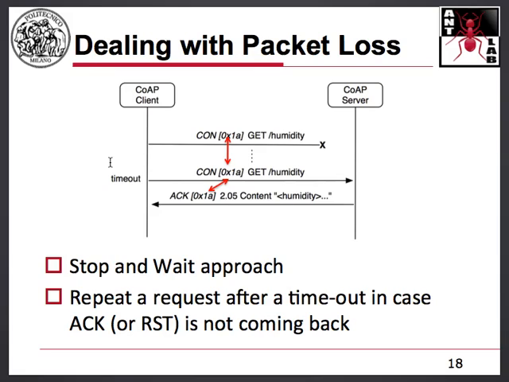In the CoAP jargon, what happens is the following. I have a CoAP client and a CoAP server. Suppose that the CoAP client issues a confirmable message, which includes, in this case, a request for a specific resource. The resource I'm requesting in this case is humidity. That's just a name. So the client issues this message. It's a confirmable one, which means that the message carries an ID, which is 0x1A.